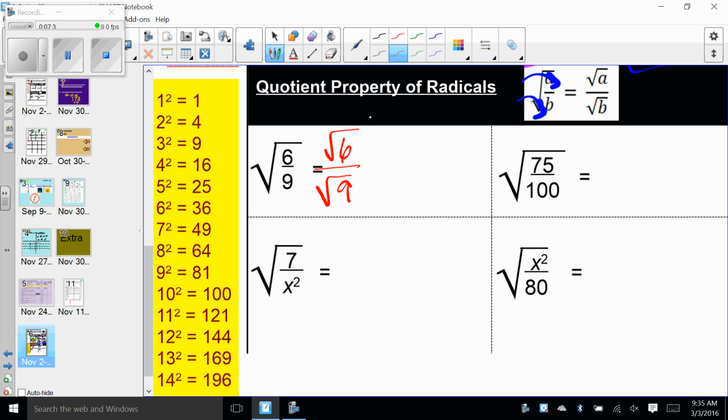Looking at the square root of 6, I'm wondering, is there any way to break this apart? Well, 1 goes in there, but that doesn't help us. 4 does not go in there. 9 does not go in there. So we're kind of done. We just have square root of 6 on the top. In the bottom, the square root of 9 is perfect. It's 3. So there's my final answer. It's the square root of 6 on top and a whole number 3 on the bottom.